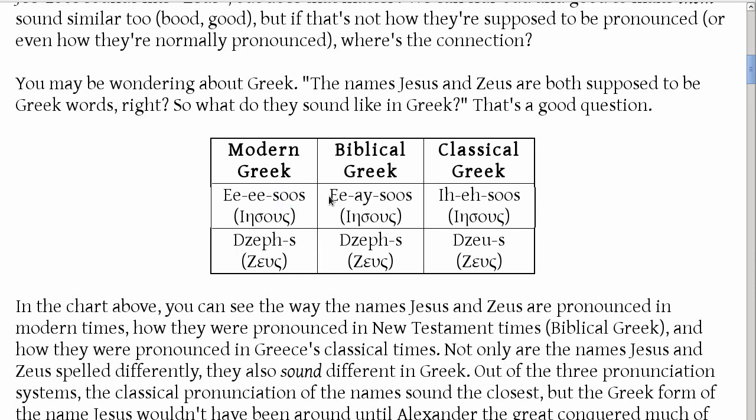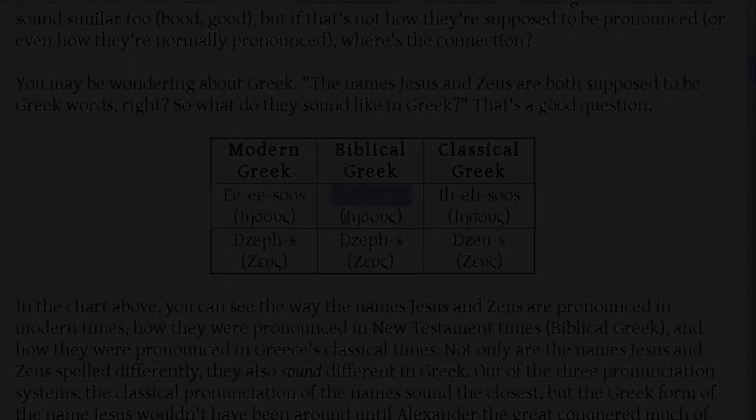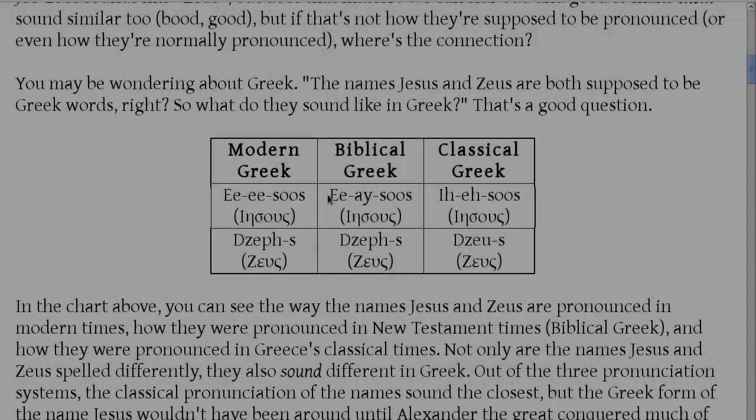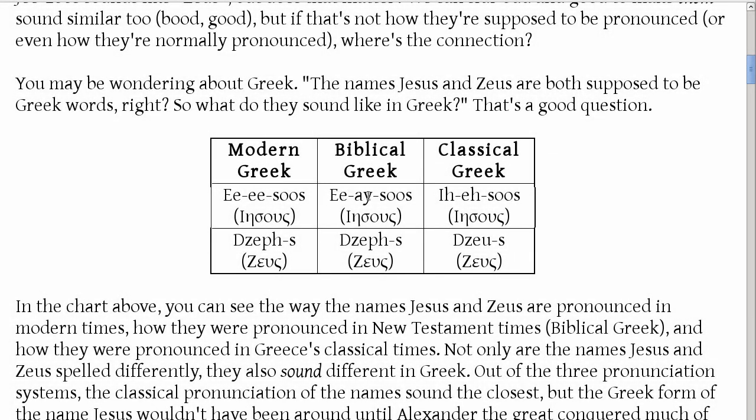In biblical Greek, which is how Paul would have spoken Greek, biblical Greek is also called Koine Greek, or Hellenistic Greek, which Hellenistic has no connection at all to the word hell. It has to do with Greek, but it's a Greek way of saying Greek. So in biblical Greek, Jesus would have been pronounced Iesous, again, the accent is on sous. Zeus would have been pronounced the same way as in modern Greek, Zefs.